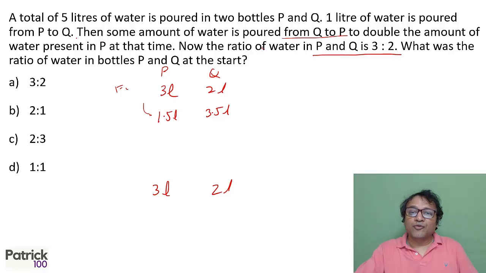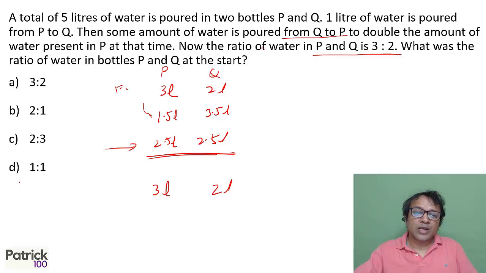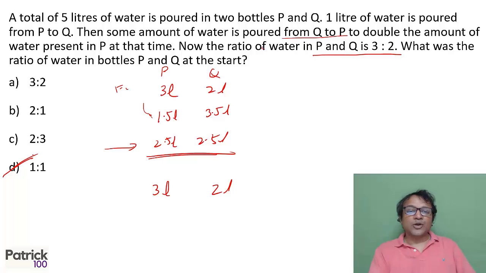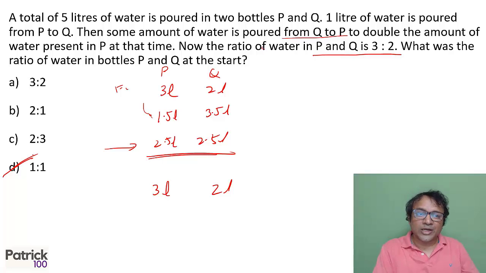Now, before this, what has happened? 1 liter of water is poured from P to Q. Reverse it. So it becomes 2.5 liters and 2.5 liters. So equal volume of P and Q initially. So the ratio becomes 1:1. D option. So go from the back and reverse the process. The moment you reverse the process, you should be able to get the answer quickly. The answer will be D option, 1:1.